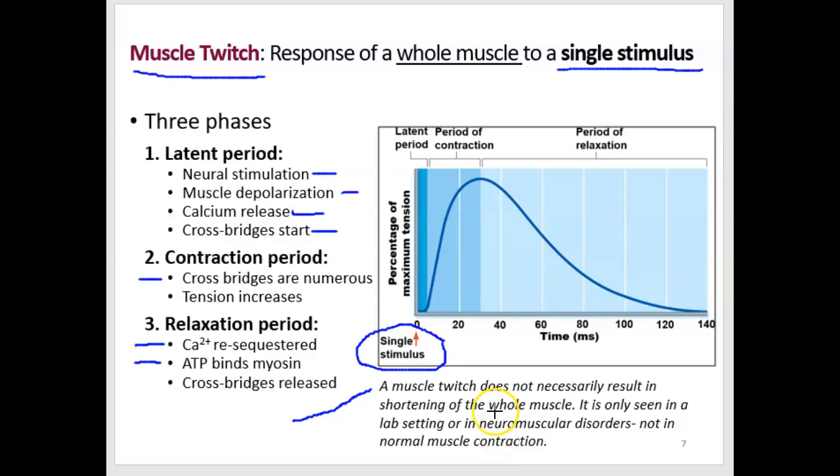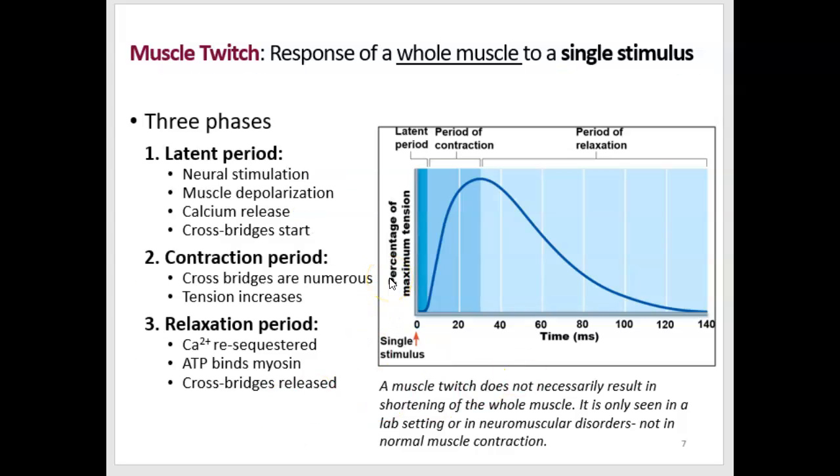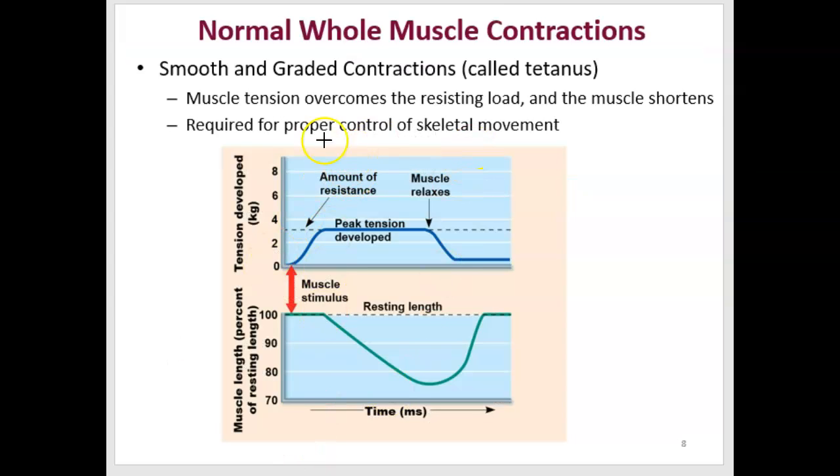And that doesn't necessarily mean that the whole muscle is going to contract. This twitch is really only seen in a laboratory setting, because most of the time we have more than one stimulus traveling from a neuron to a muscle, either in frequency, where one neuron frequently stimulates a muscle, or maybe multiple motor neurons stimulate the muscle. So normally in whole muscle contraction, if we were to do a tracing, we would see a graph like we looked at before, where the contractions are smooth and graded.